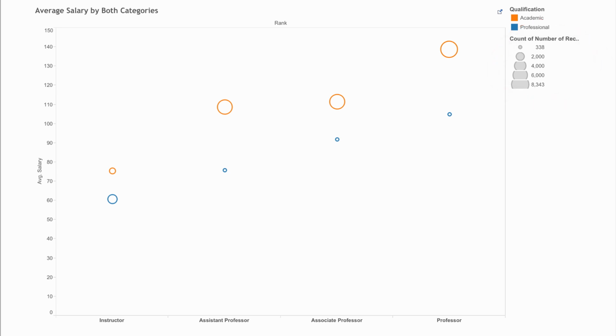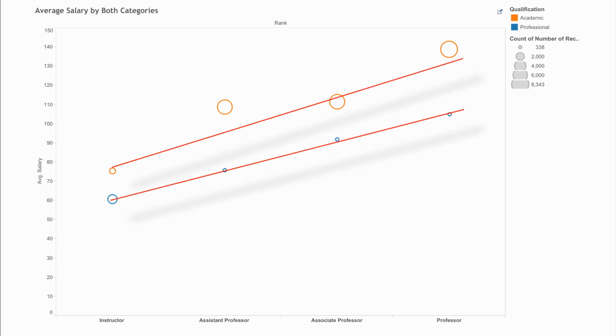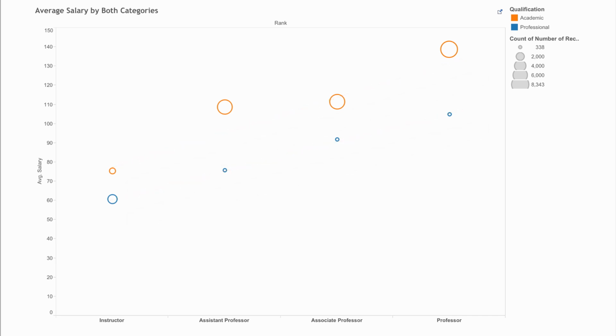Since our vertical axis is the average salary, we can see that for every single one of the ranks, academics on average always earn more than professionals. We see that the orange circles are always above the blue circles. Moreover, as we go across the ranks, we note that there's still an upward tendency where, regardless if the professor is an academic or a professional, as the rank goes higher, so does the average salary. And keep this graph in mind because we're going to be coming back to it when we conclude this video.